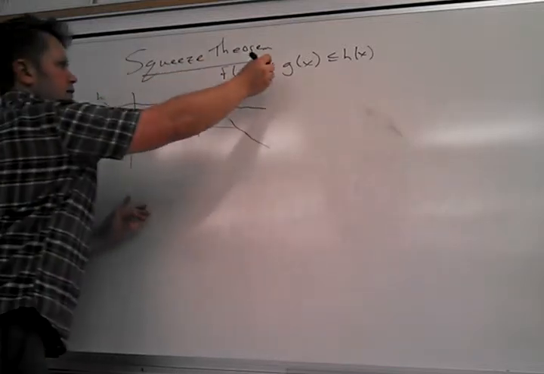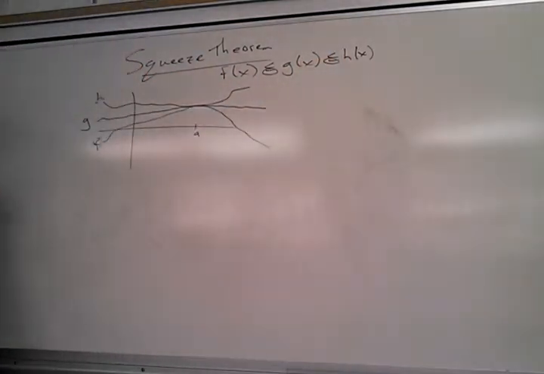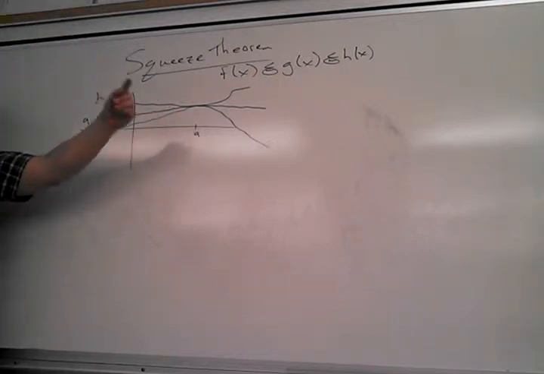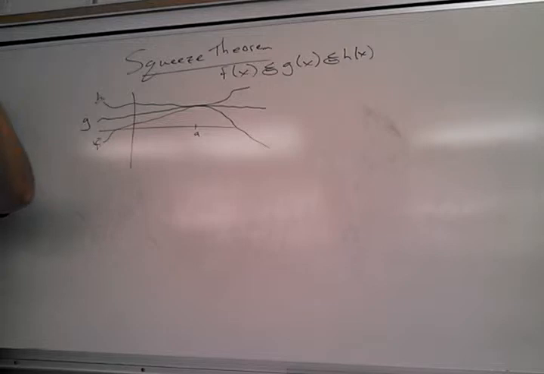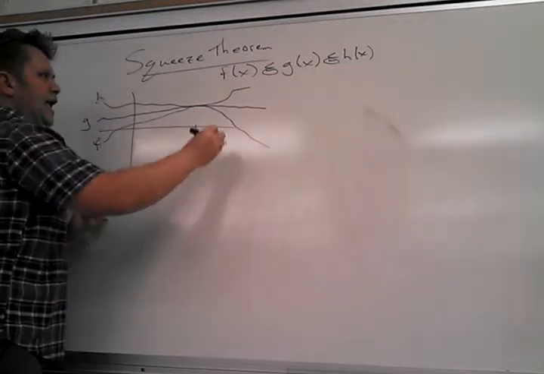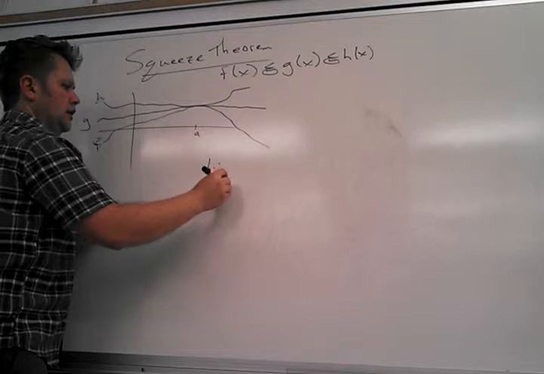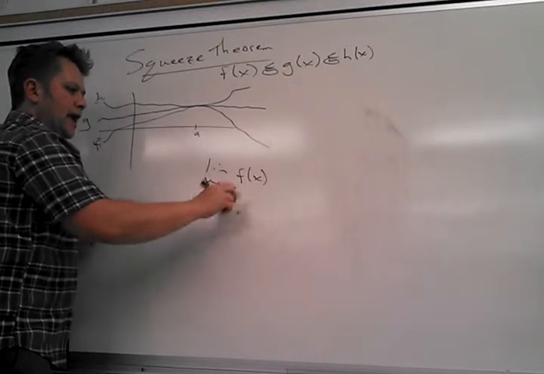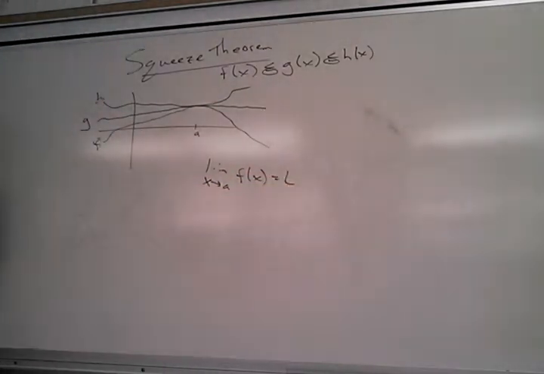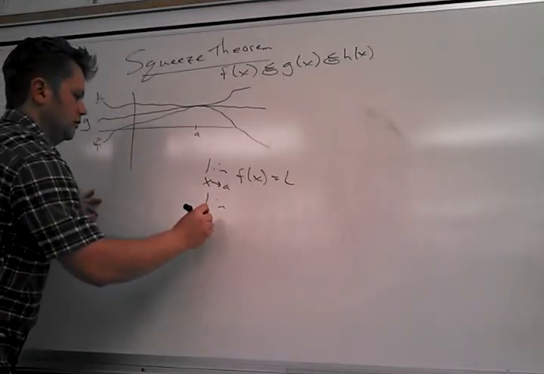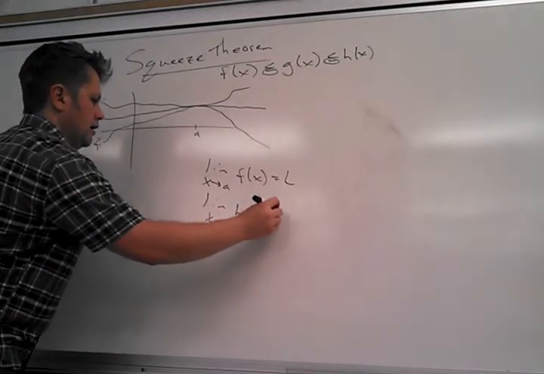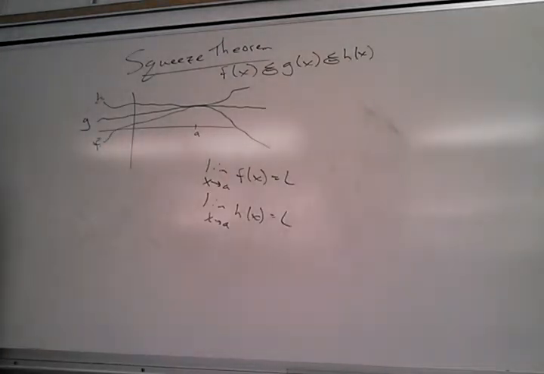And they can touch a lot of times because it's allowed to equal anywhere they want to. It could touch anywhere else it wants to. But this noodle in the middle is always in the middle. That's the point. So if at A they touch, and the limit of F at A is L, and the limit of H at A is L, then what's the only thing common sense tells you about G?